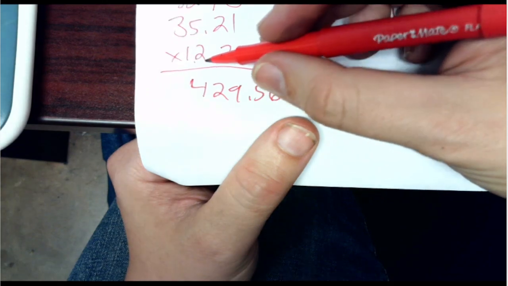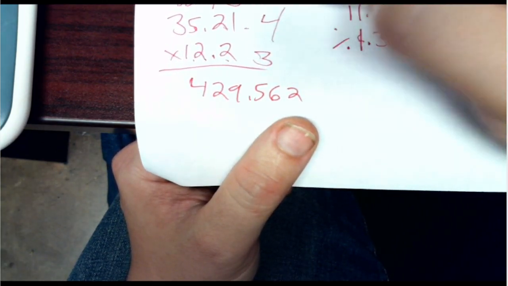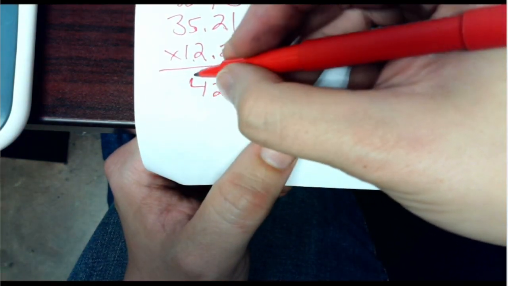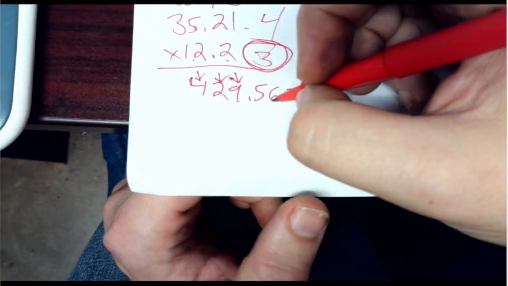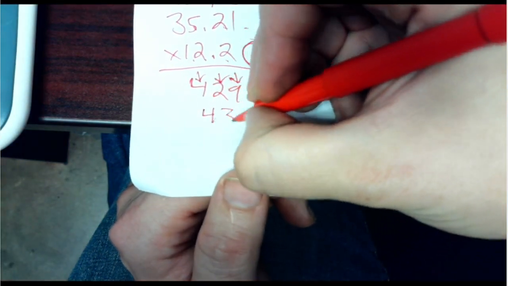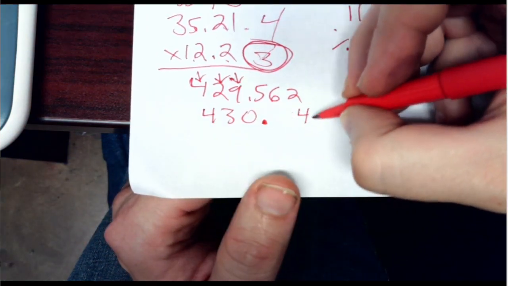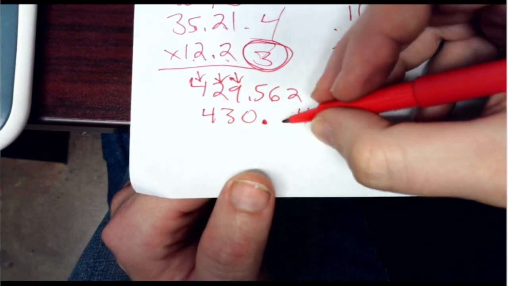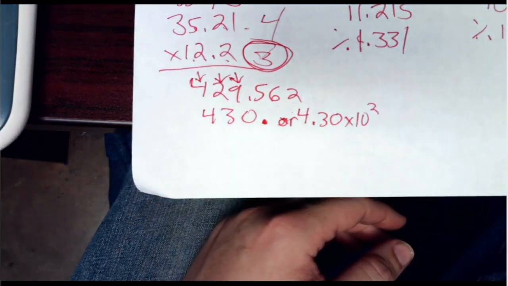This is 1, 2, 3. This is 1, 2, 3, 4. So we can only know this to 3 sig figs, which means we can only keep, starting from here, 1, 2, 3 sig figs. Everything else must be rounded. So we round this to 430 period. Or you can write this as 4.30 times 10 to the second. Either or is a correct answer.